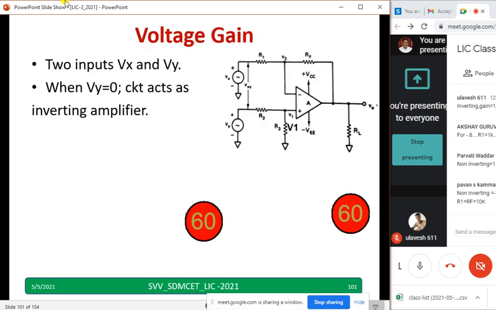Two inputs are there. One is Vx and there is Vy. And when Vy equal to 0, the circuit acts as the inverting amplifier, and the output is due to Vx only. Okay, listen here. I am giving only Vx. Think that the other input is grounded. What is the output equation? Can you type in the chat box? I repeat the question. This is 0. Vx I am applying. This is an inverting terminal. What is the output voltage equation? Some equation is there, no? For inverting amplifier, what is that gain equal to? Can you type in the chat box?